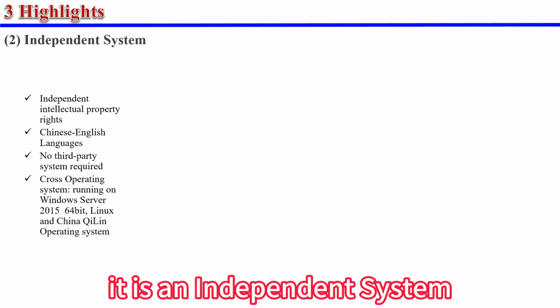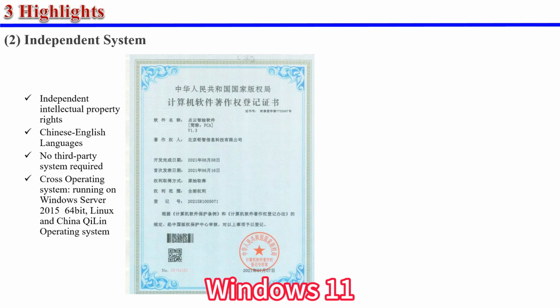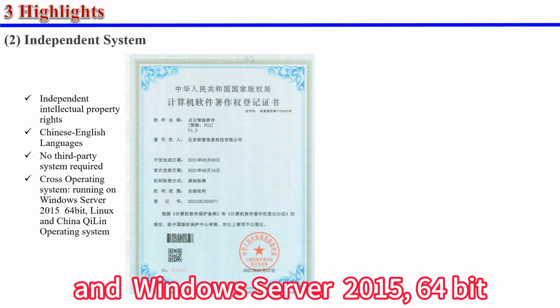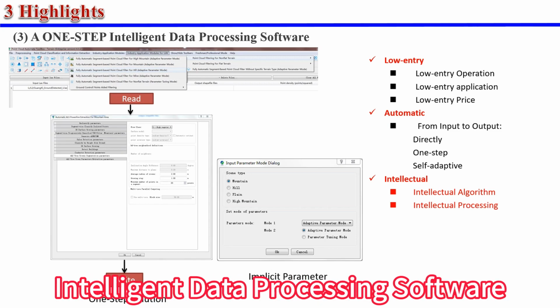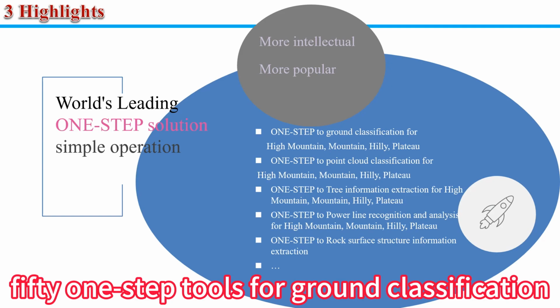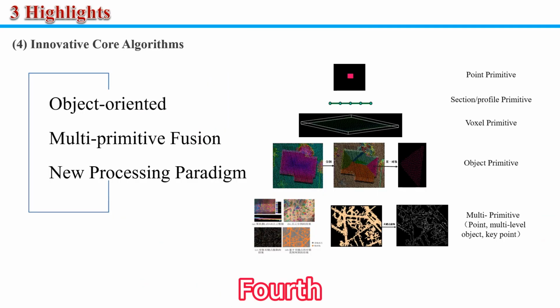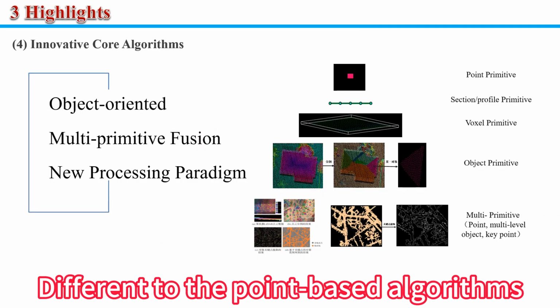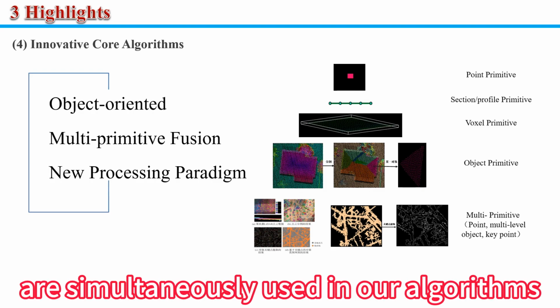Second, it is an independent system. It can be run on Windows 7, Windows 10, Windows 11, and Windows Server 2015, 64-bit. Third, it is the world's leading one-step intelligent data processing software. It has more than 50 one-step tools for ground classification, point cloud classification, tree segmentation, etc. Fourth, it has innovative core algorithms, different from the point-based algorithms. Multi-primitive including point, multi-level object, and key point are simultaneously used in our algorithms.